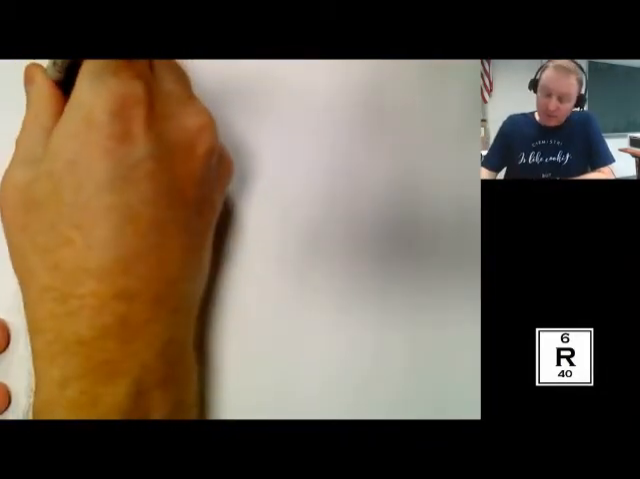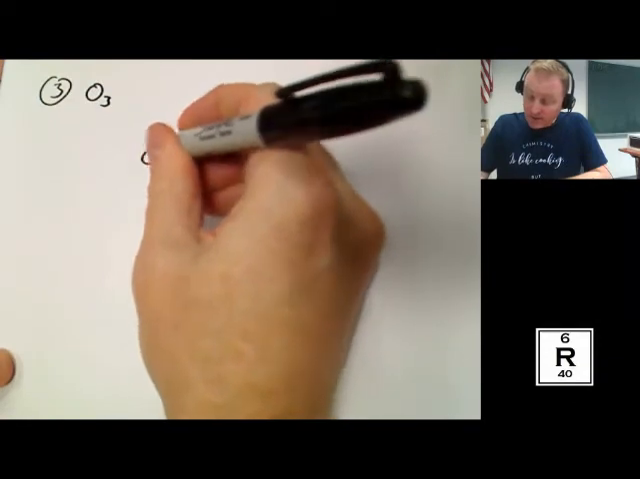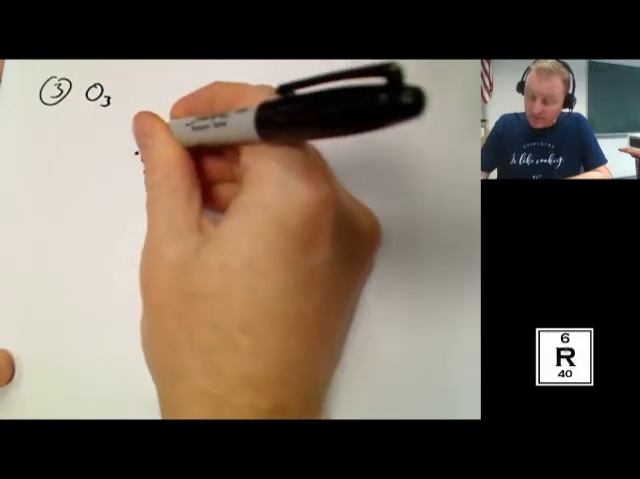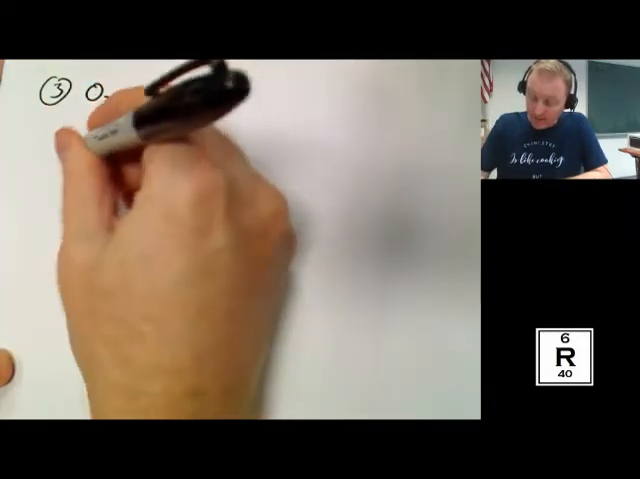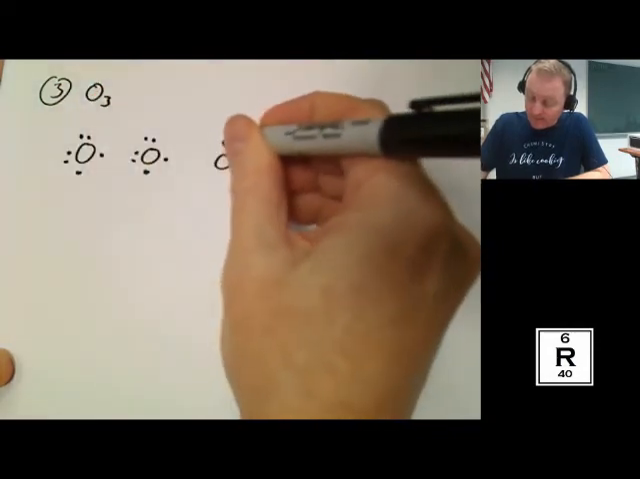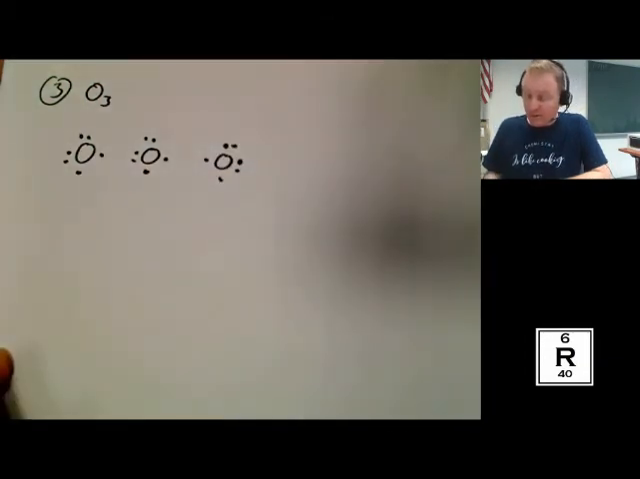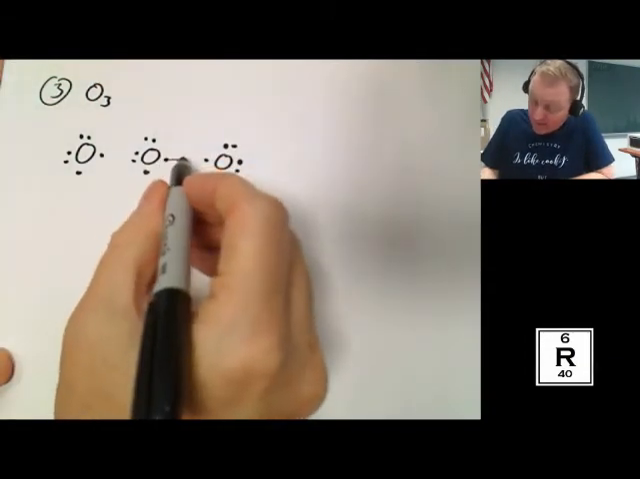All right, the last one, number three, was ozone. And that's O3. There's no charge on this one. So let's take a look at the possibilities for ozone. Oxygen has six valence electrons, and there are three of them. Okay, no charge. So I'm going to connect everybody together.